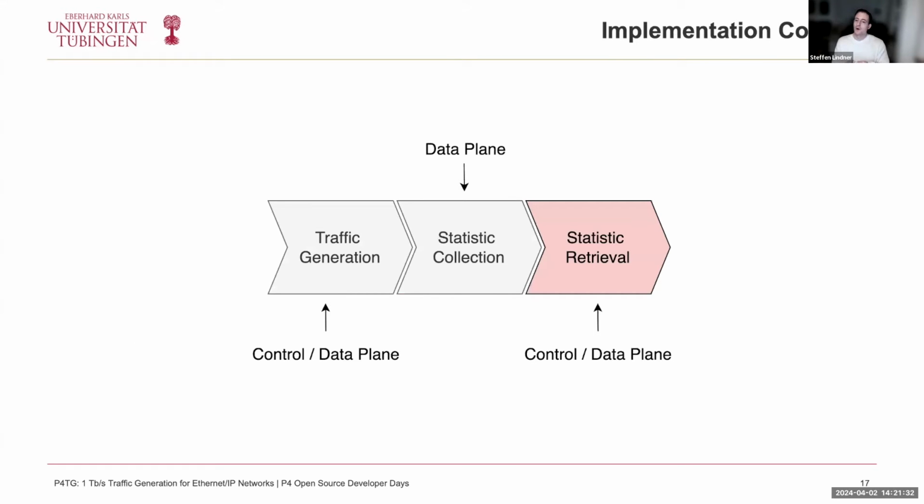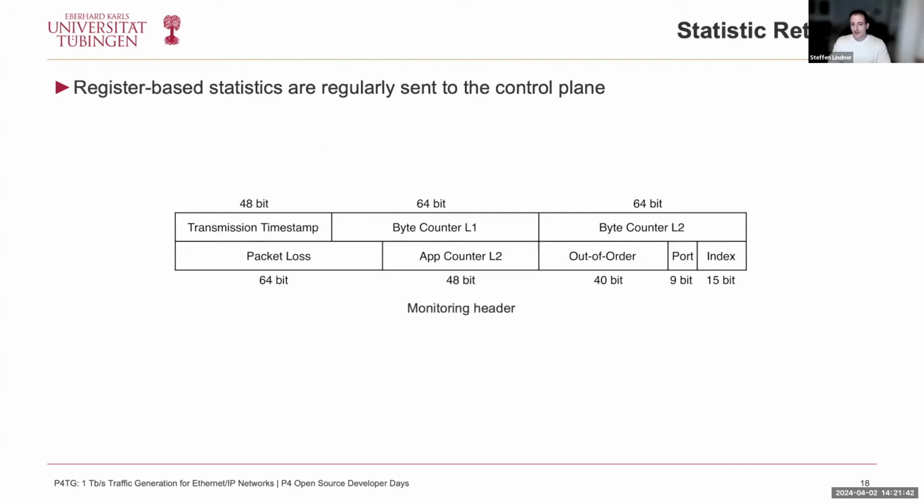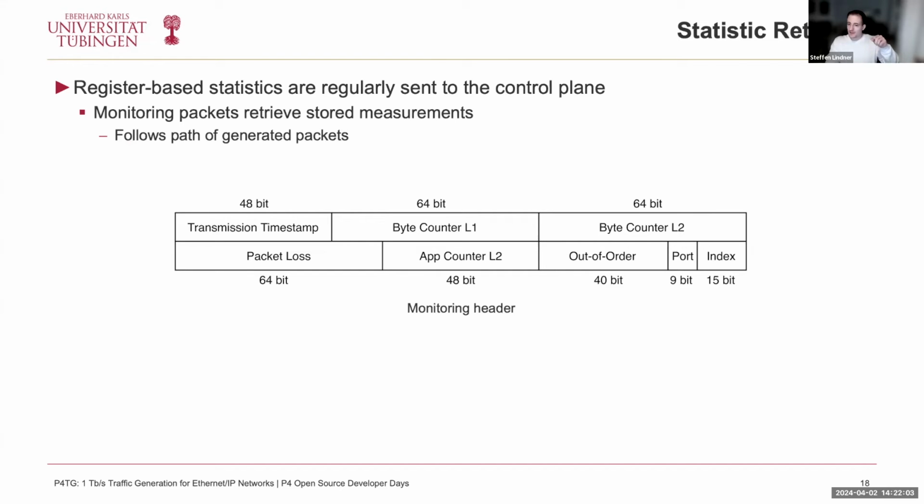And in the last step, we need to retrieve the statistics that we collected in the data plane, and this is again split between the control and the data plane. For that purpose, we regularly send the register-based statistics to the control plane, and we do that with the help of monitoring packets. The internal traffic generator does not only generate the traffic that is forwarded, it also repeatedly generates monitoring packets. And a monitoring packet basically follows the generated path of the packets that are forwarded.